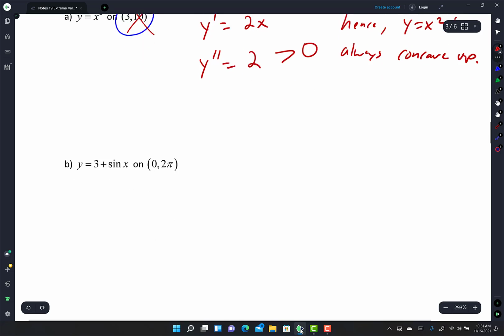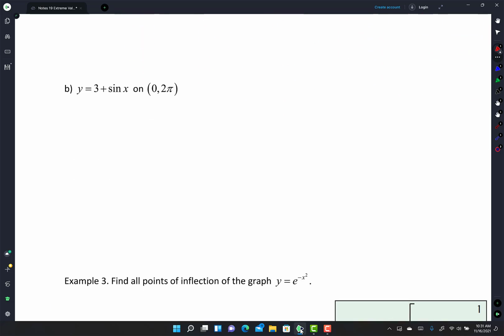Look at this one: 3 plus sine x. Hopefully you know that sine x goes between concave up and concave down many times, and all the 3 does is move sine x up 3. I want to know where it's concave up and concave down. We'd know this if we just plotted y equals sine x, but let's do it with our second derivative concavity test.